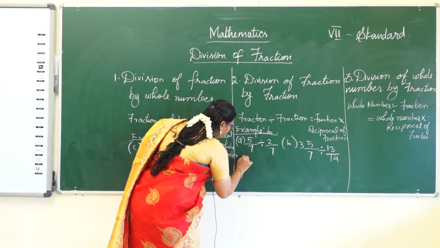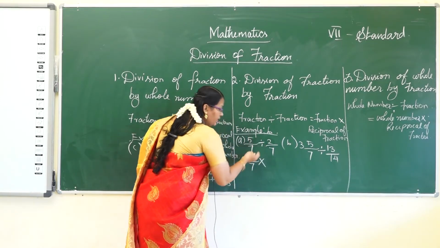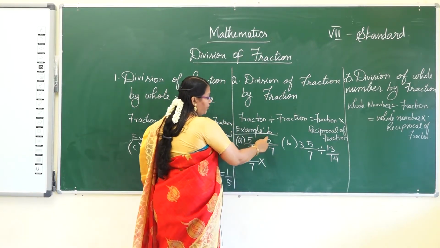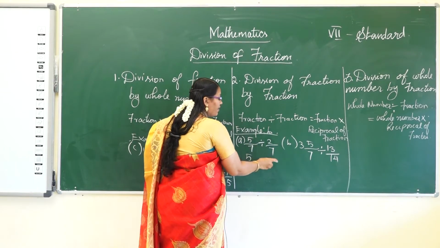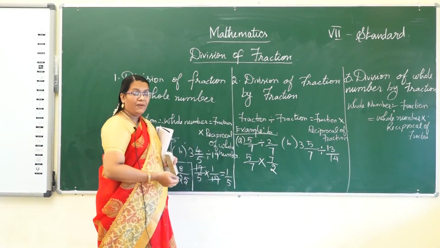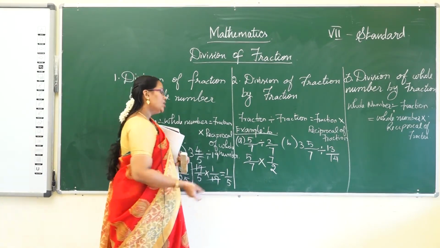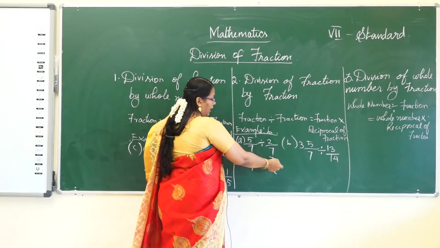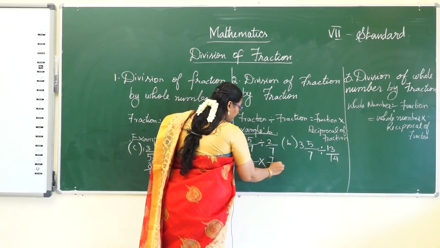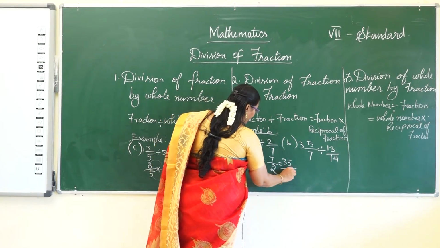So the fraction, we multiply the fraction by changing division to multiplication and writing the reciprocal of the fraction. What is the reciprocal of 2 by 7? 7 by 2. Now we get the multiplication of a fraction by a fraction. So the product of the numerators divided by the product of the denominators. So 5 7s are 35, 7 2s are 14.